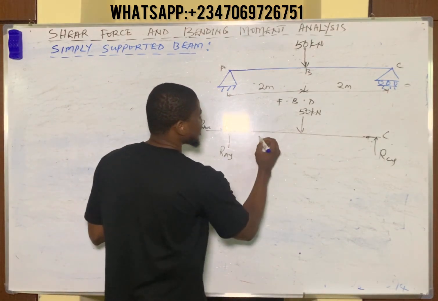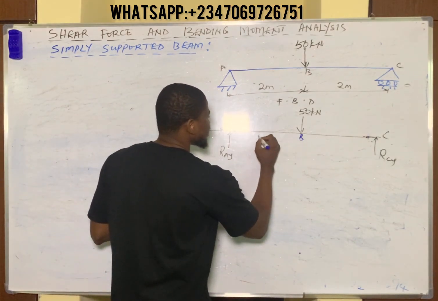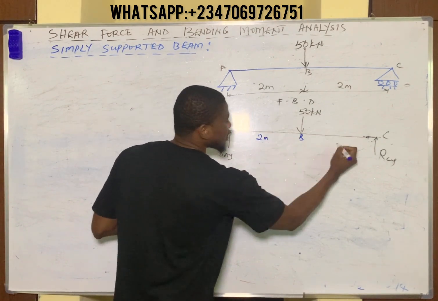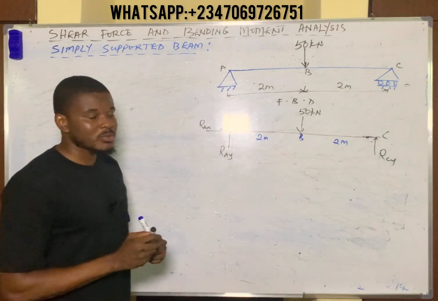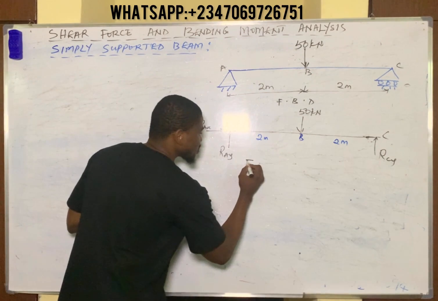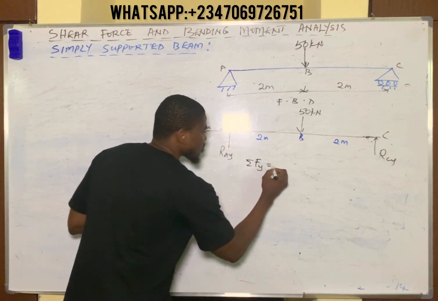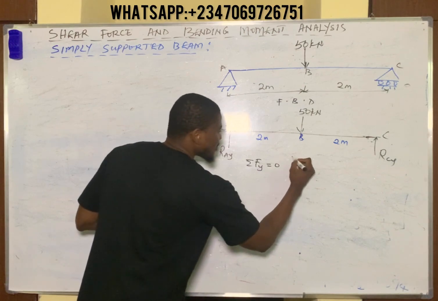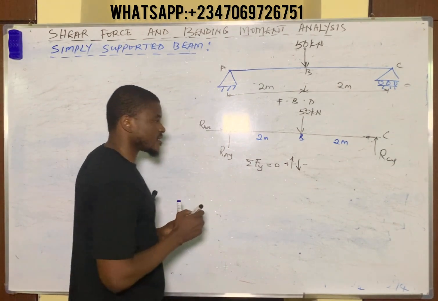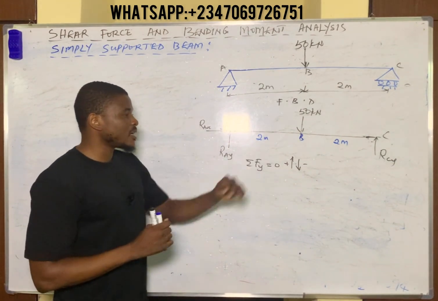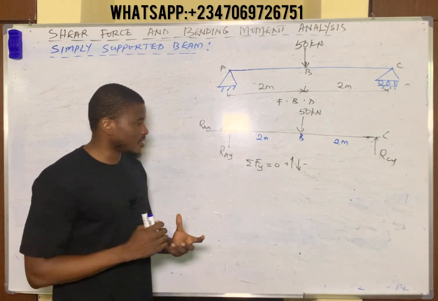So remember, distances apart. This is point B. Distance is 2 meters apart. You have here also 2 meters apart. So the first is to employ our force equilibrium equation, which states summation of vertical force is equal to 0. So you consider vertically upward forces to be positive, vertically downward forces to be negative, right? So you look through the beam, add up all the vertical forces on the system or on the beam.